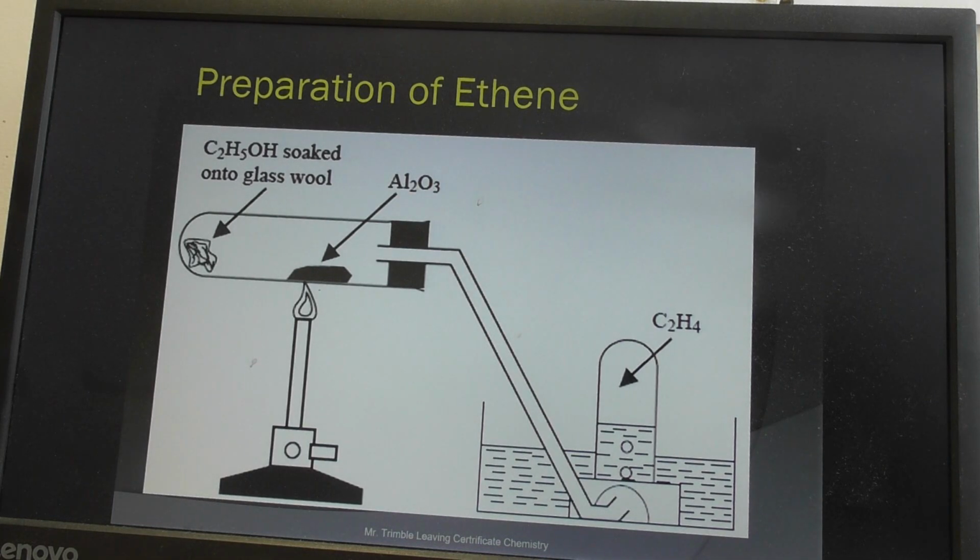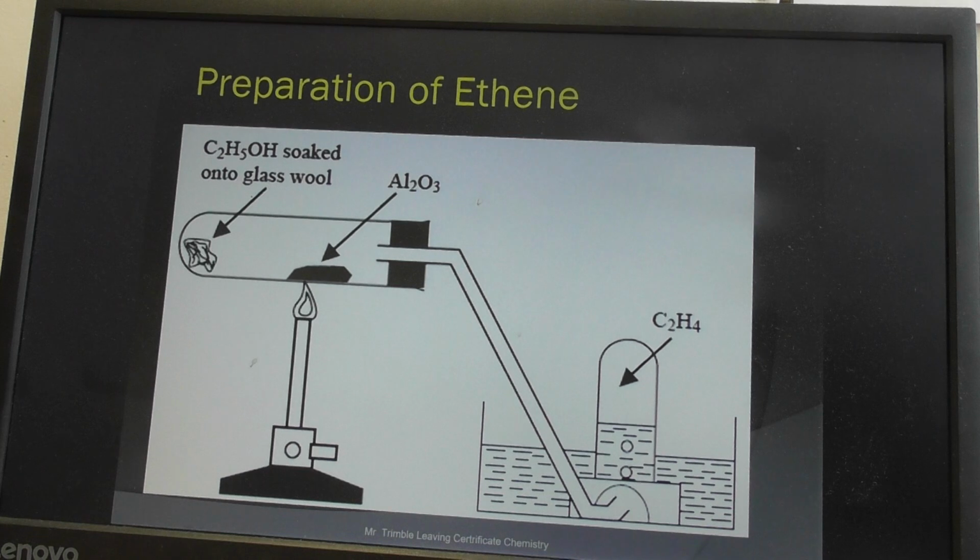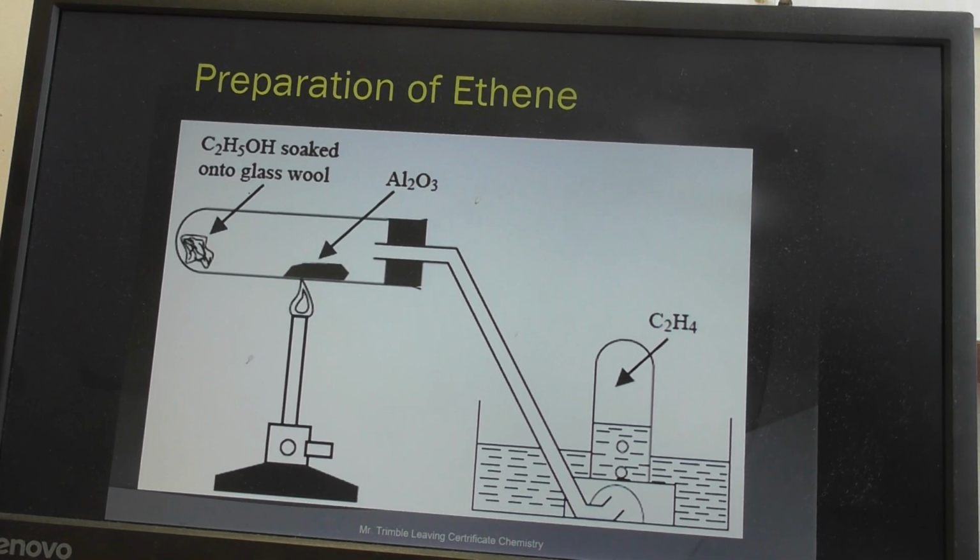So just be careful in those terms, and so on and so on. This is a nice preparation of ethene. We'll look at that again, but that's plenty for the introduction of the alkenes. Ene, double bond.